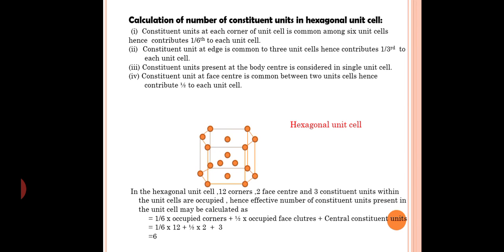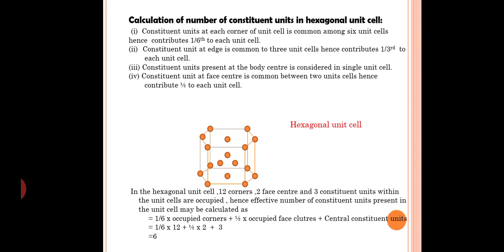Constituent units at face centers are common between 2 unit cells, hence each contributes 1/2 to each unit cell. Face centers are the same. What is the contribution of each face? 1/2. What is the contribution of each edge in a cubical unit cell? 1/4. Here it is 1/3. What was the contribution of a corner in a cubical unit cell? It was 1/8. Here it is 1/6. And the body center is 1 only.